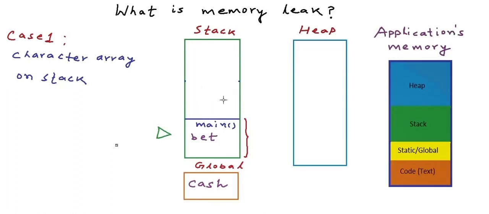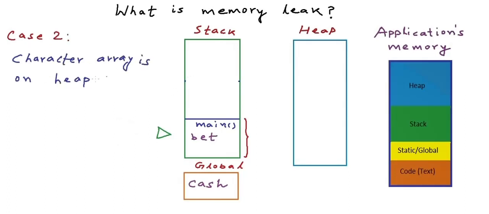For anything on the stack, we do not have to worry about its deallocation. It happens automatically when the function call finishes. Now let's talk about the second case, when the character array is created on the heap using a call to the malloc function. Once again, we will make multiple calls to the play function.